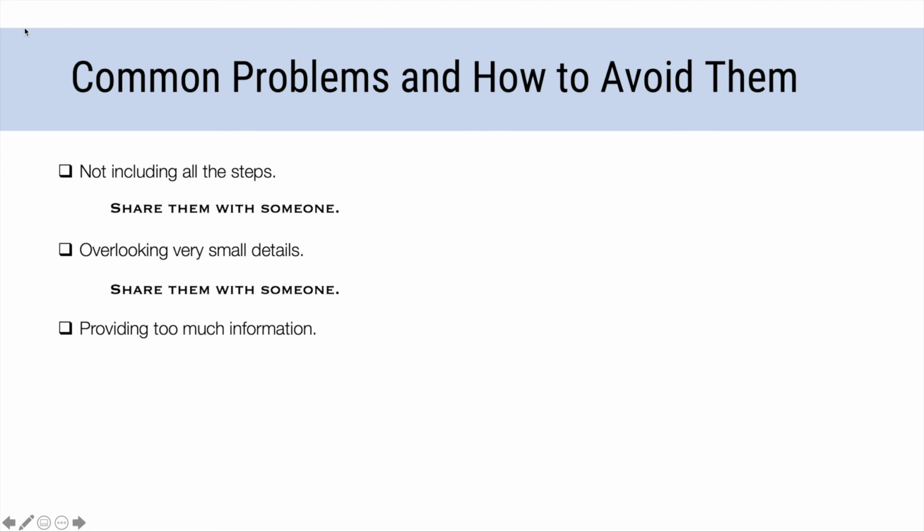Next is if you provide too much information. This might happen when you're concerned that somebody really may not understand what all the details are, and you end up giving too much information, and that bogs down the clarity of the instructions. The only way to deal with this is to, yes, we're seeing a pattern here, to share them with someone. Instructions are probably one of the most important genres of writing that you must share with people in order to make sure that they work.